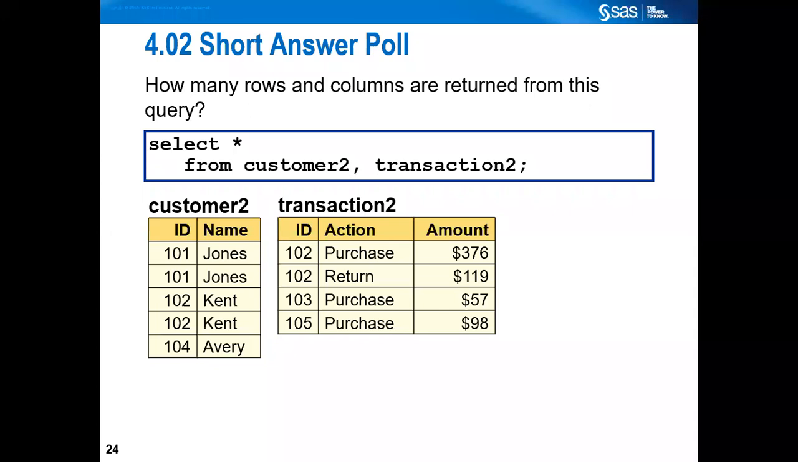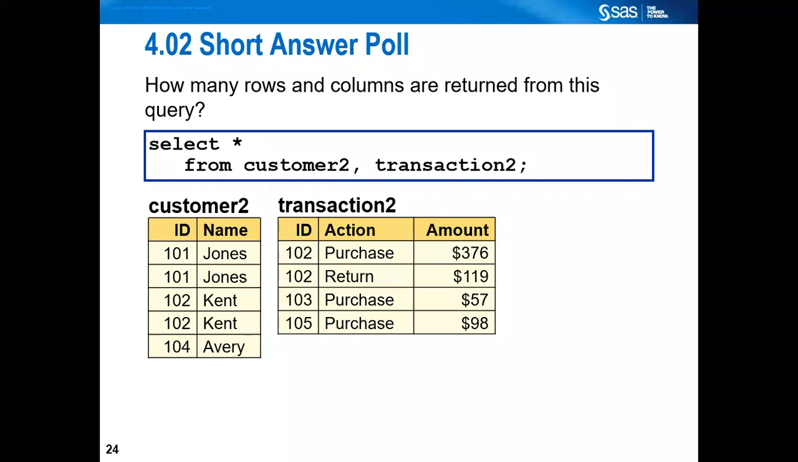So answer this poll. How many rows and columns are returned from this query? Now look at this query, it's an asterisk sign in SELECT, and these are the two tables. 20 rows. Yeah, 20 rows. Agreed. 5 into 4.